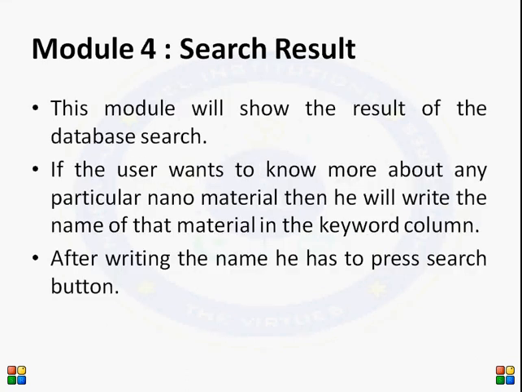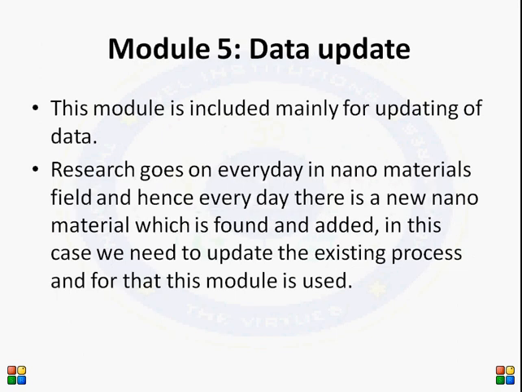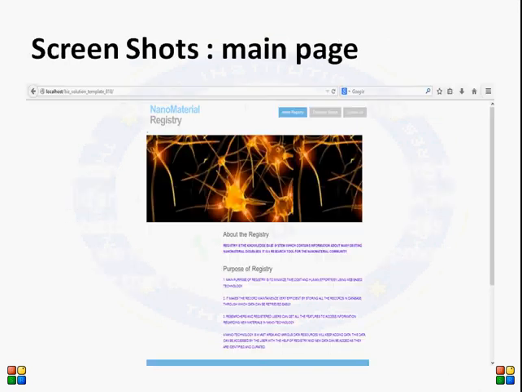Module 4, search result. This module is shown for the result of the database search. If the user wants to know more about any particular nanomaterial, then he will write the name of the material in the keyword column. After writing the name, he has to press the search button. Module 5, data update. This module is included mainly for updating of data. Research goes on every day in the nanomaterials field, and hence every day there is a new nanomaterial which is found and added. In this case we need to update the existing process, and for that this module is used.